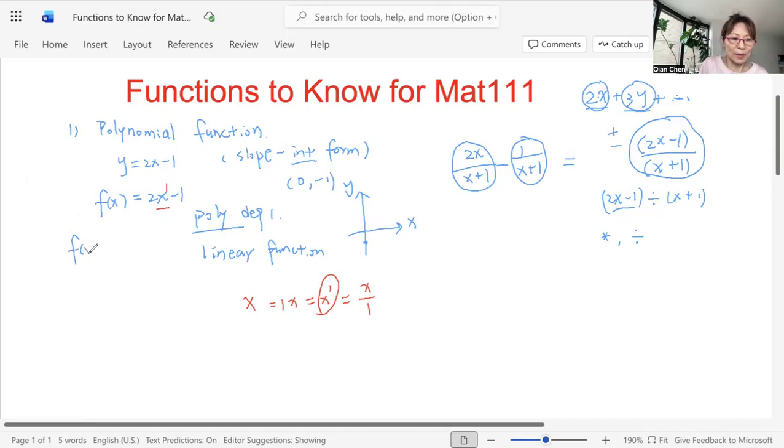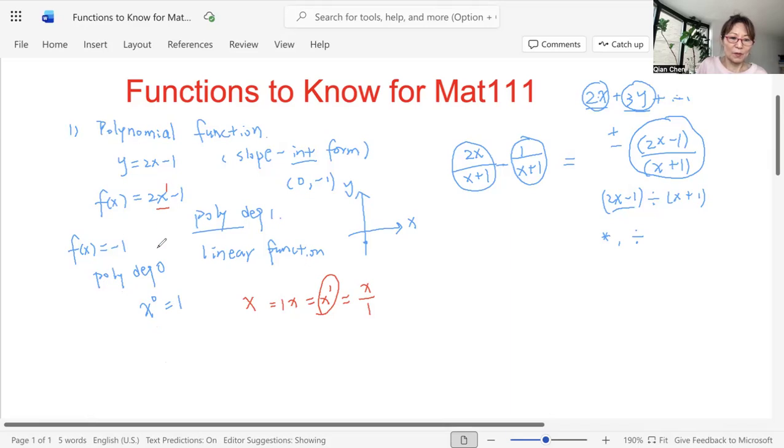Or maybe we have another function, just -1, right? No x. So this function does not depend on x, so we call it a constant function. We call it polynomial degree 0. Degree 0. Why? Because x raised by 0 equals 1. Right? x raised by 0 equals 1.